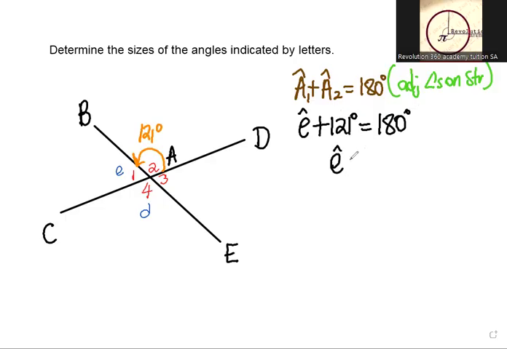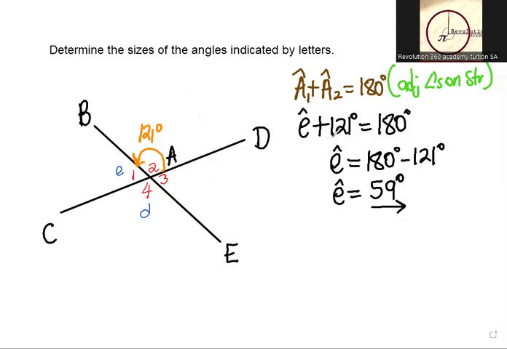Now from here, you're going to say angle E is equal to 180 degrees subtract 121 degrees, because when you take a positive 121 and transpose it to the other side, it changes the sign to become negative. It means that we are now going to subtract. We're going to say 180 minus 121. So we are getting 59 degrees. So it means that 59 degrees is our angle E.